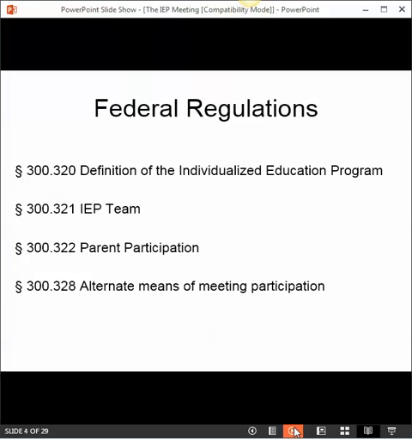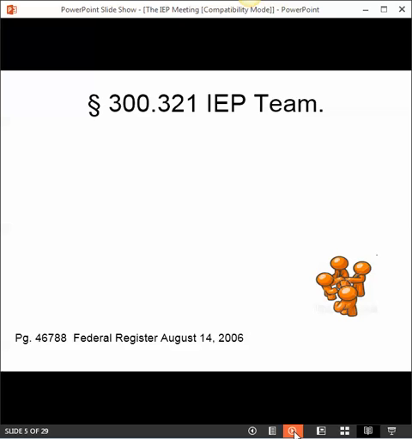So the federal regulations that look at the process have a definition of the individual education program, tell who the IEP team members are, parent participation, and alternative means of meeting participation. So first we're going to look at the IEP team.